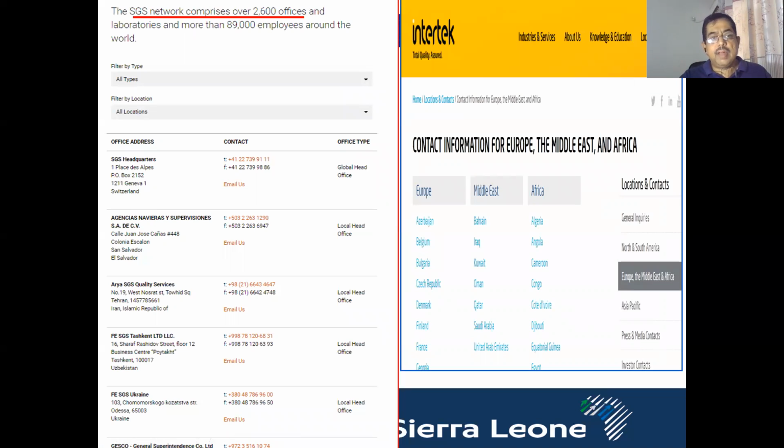For example, this is SGS, and this is Intertek. You can see this is another certification body, and you can see how many offices. This is the list. If you go on the main website, they have offices in Europe, the Middle East, Africa, everywhere they have offices.